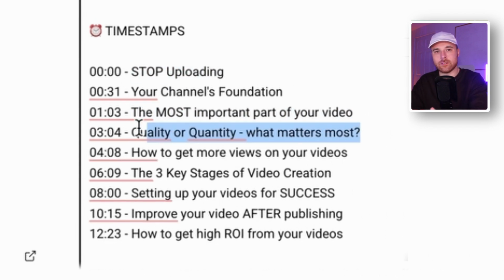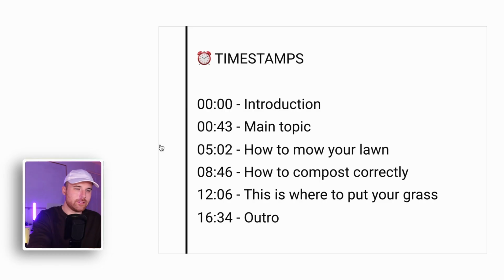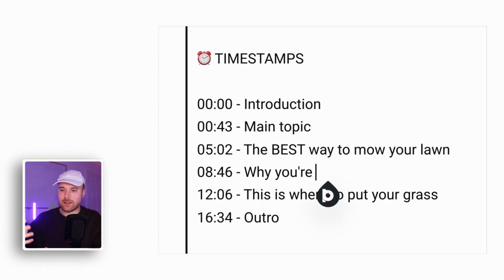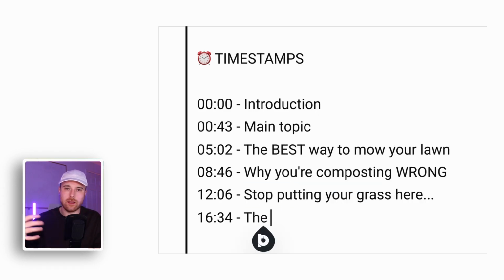Then you can use chapter titles that create curiosity. You see, most people just use boring timestamps like introduction or main topic, but if you treat your timestamps as kind of like mini hooks, then people will actually use them. Now there are times when you need to be specific, but you get what I'm saying here. Basically, aim to create curiosity that makes people click rather than giving away the spoiler.